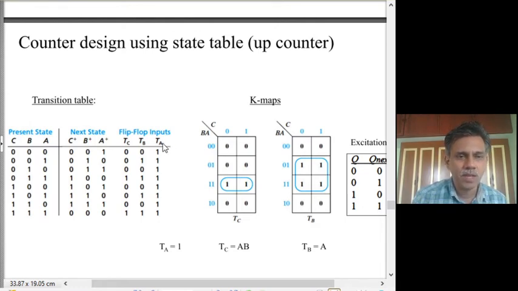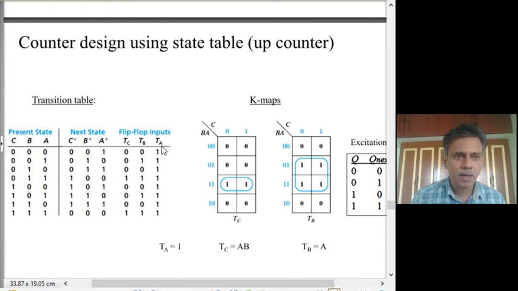Now for the T input of the A flip-flop, we know that when A and A plus take the same value, TA has to be 0. When A and A plus differ, then TA has to be 1. Similarly, when we talk about TB, we should look into the columns B and B plus. Based on the present value of B and the next value B plus, TB has to be fixed. Similarly, for the TC input to the C flip-flop, you should look at C and C plus. This is how we proceed.